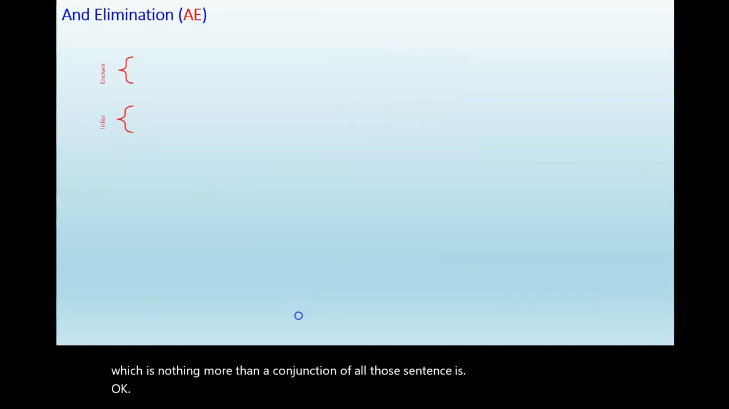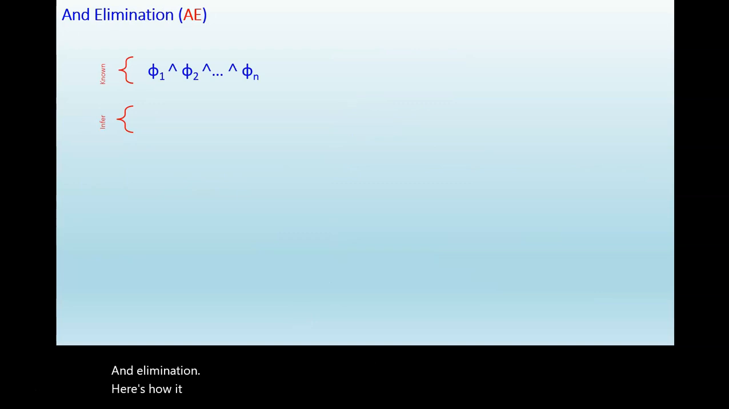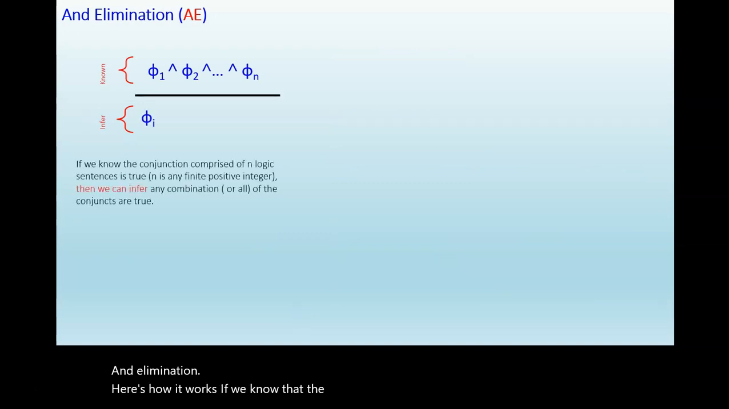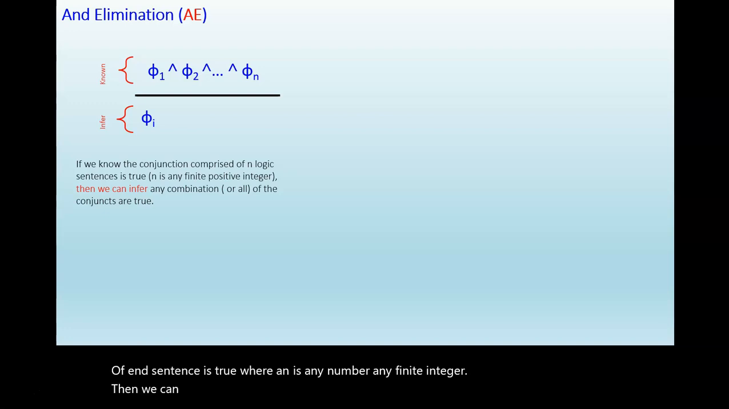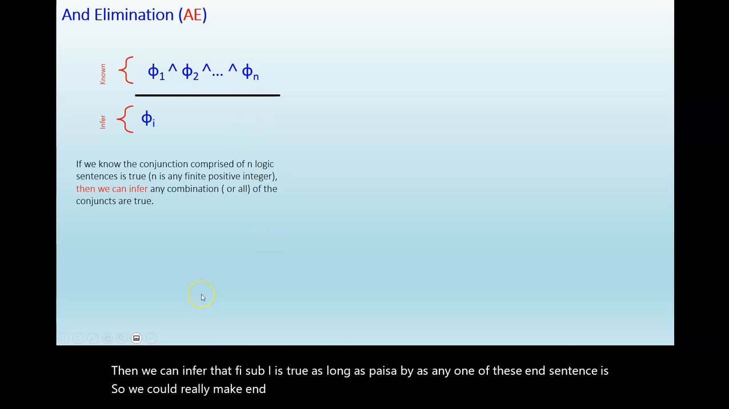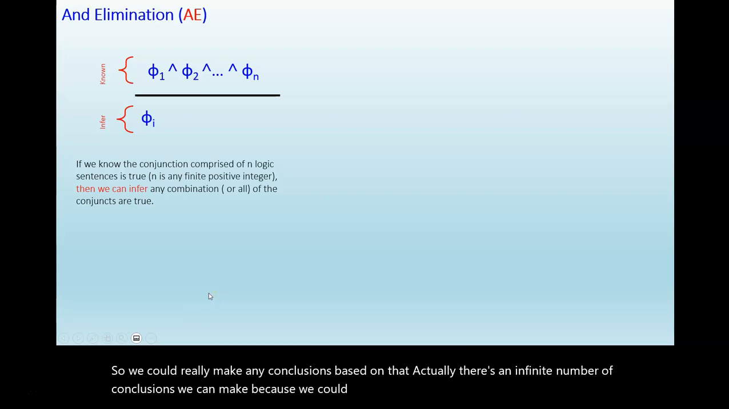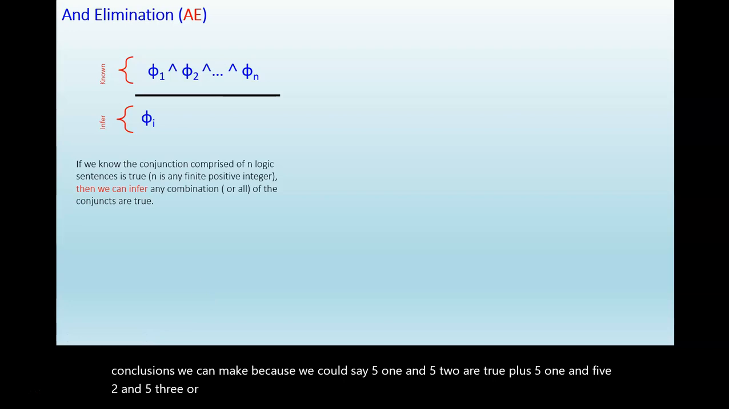And elimination. Here's how it works. If we know that the conjunction of n sentences is true, where n is any finite integer, then we can infer that phi sub i is true as long as phi sub i is any one of these n sentences. So we could really make n conclusions based on that. Or actually, there's an infinite number of conclusions we can make, because we could say phi 1 and phi 2 are true, plus phi 1 and phi 2 and phi 3 are true, maybe not infinite, but a large number of conclusions. Here's an example.